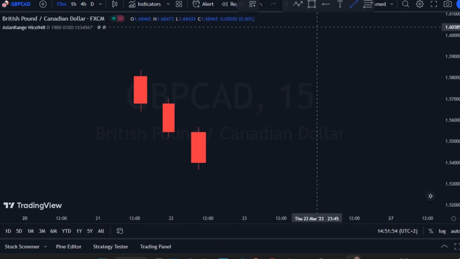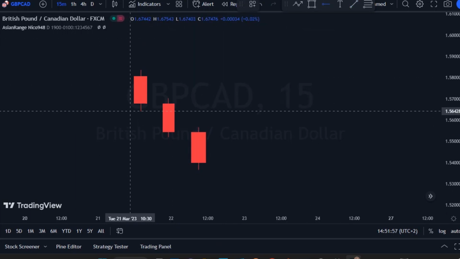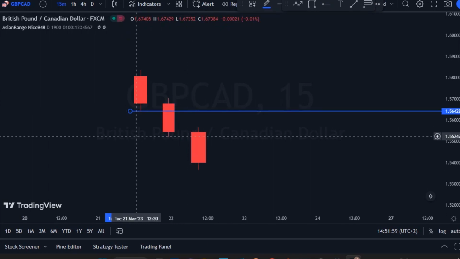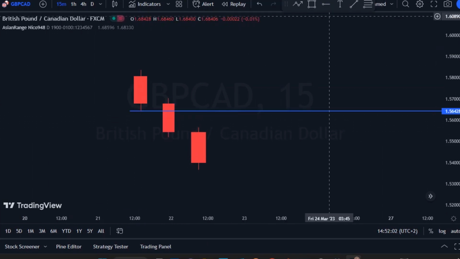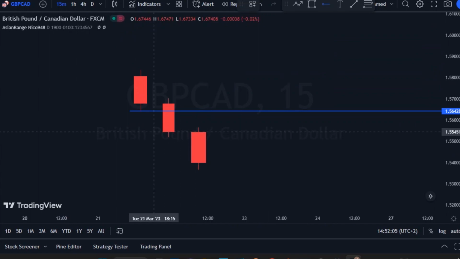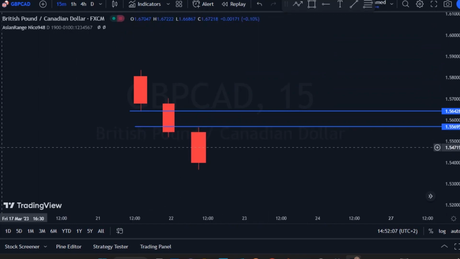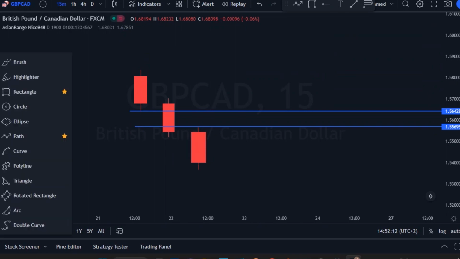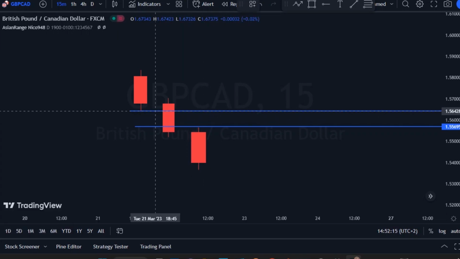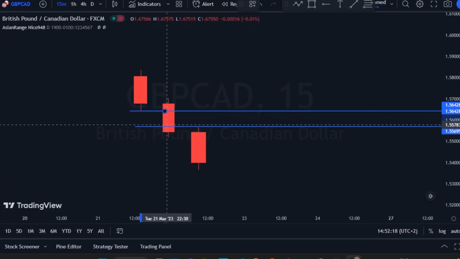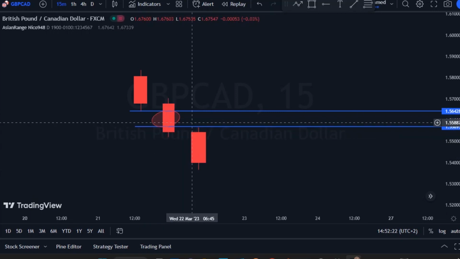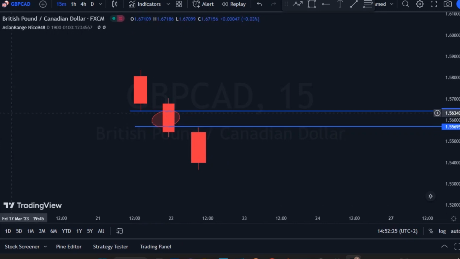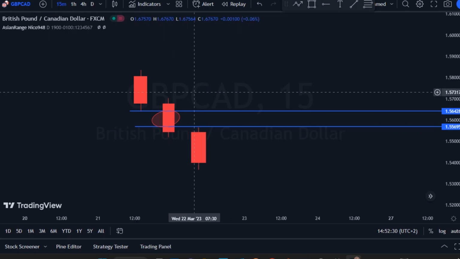So if we were to mark this out, it will be like that. That is the low of the first candle, and here we can have the high of the first candle. So this gap here is our imbalance. So that's our imbalance. That gap over there is our imbalance, and we tend to name this as what? We tend to name this gap as the fair value gap.